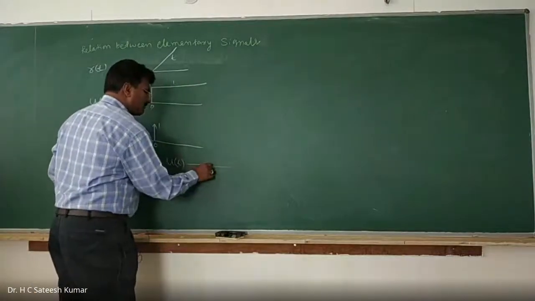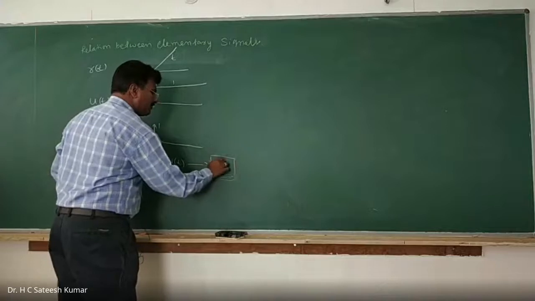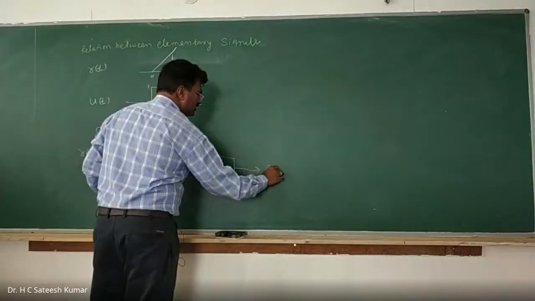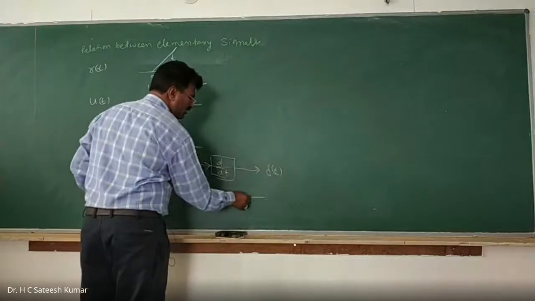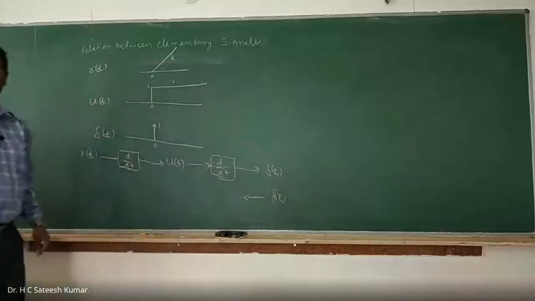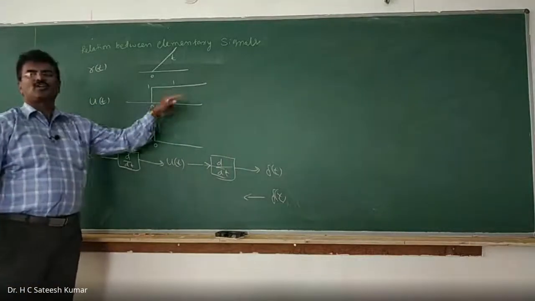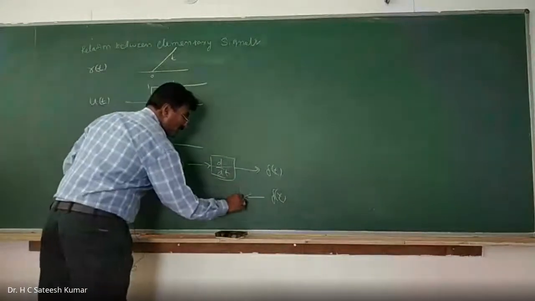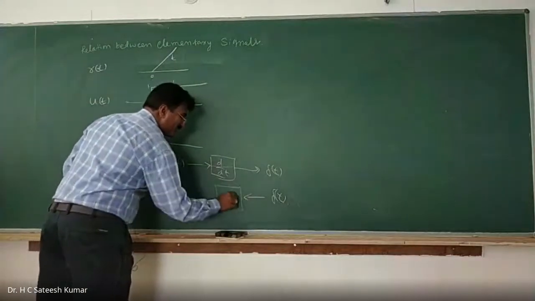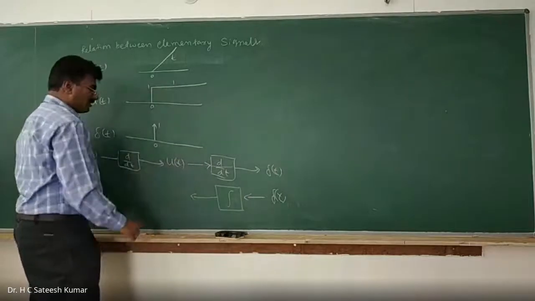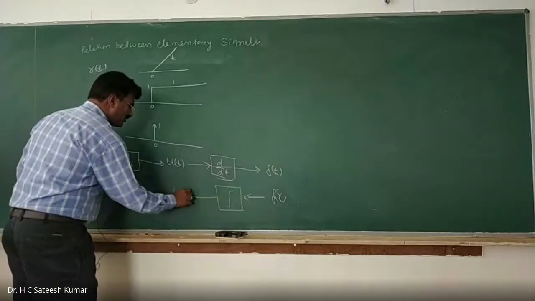Differentiate once again, d by dt. You will get delta of t. On the other hand, you start with delta of t. Integration of 0 is constant. Sorry, integration of 0 is constant. That is 1 you will get. Okay, right. That you will get u of t.